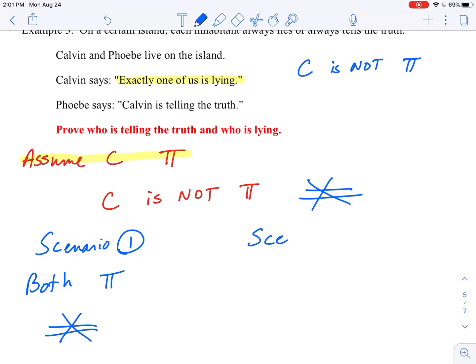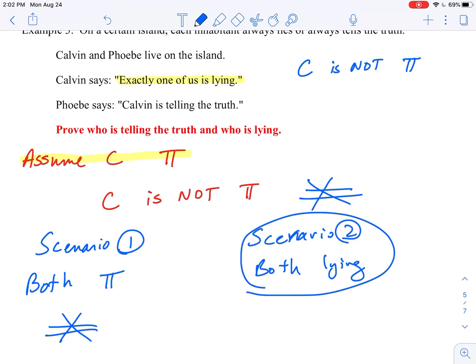Scenario two is a little bit more interesting. In scenario two, the statement says exactly one of us is lying, so the opposite is we could have both lying. If Calvin is lying, we already know that, but let's examine if Phoebe is lying. If Phoebe is lying, then that means that Calvin isn't telling the truth, which we've already determined, so we can in fact determine that Phoebe is also not a truth teller.